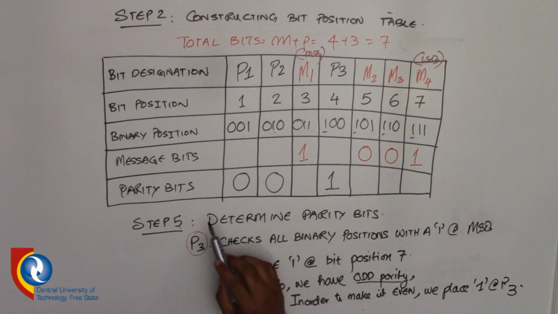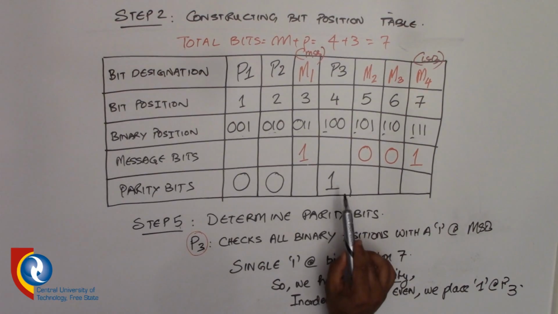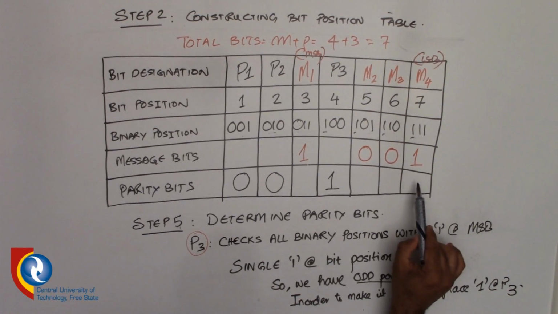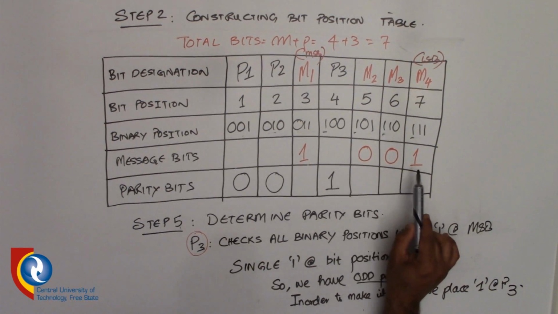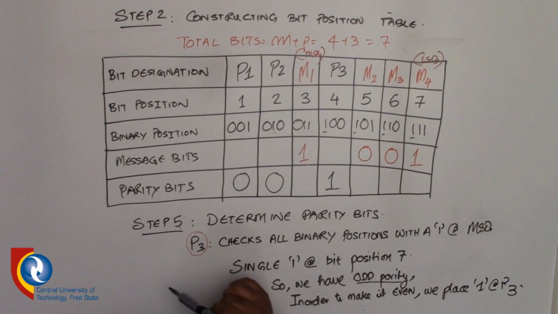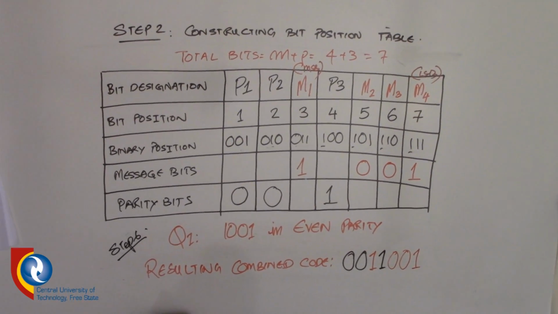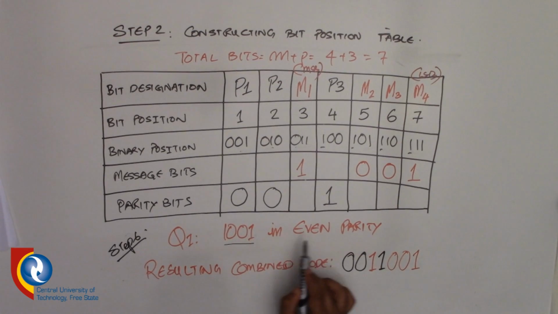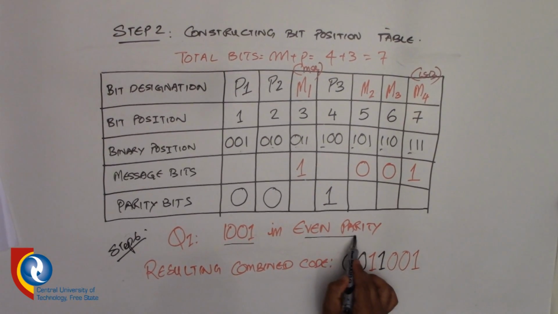So now if we look again, we have a 1 at 4, nothing at 5, nothing at 6, and then nothing at 7, which means that we have 2 1s, therefore P3 is also even parity. Right, so let's just look at the question that was asked initially. The question was to determine the single error correcting code for a BCD number 1001 with even parity.